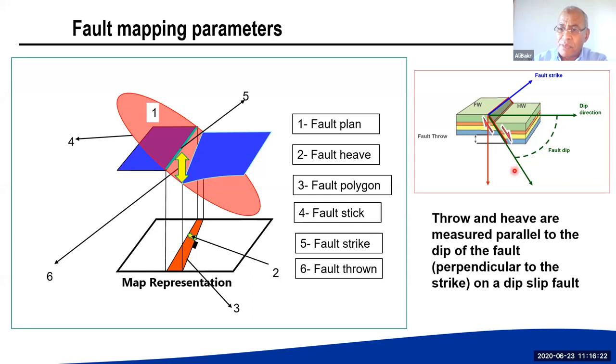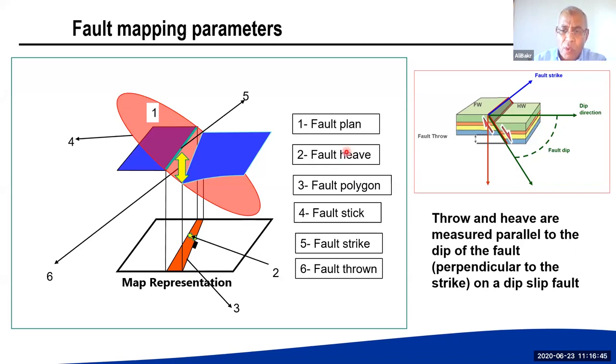So you have dip direction, dip amount, fault strike, fault trace, fault polygon, fault heave, fault plane, and the fault throw. Throw means the vertical separation: how much the upthrown side and the downthrown side have been separated from each other. This is what we call the fault throw. All those together we call the fault mapping parameters.